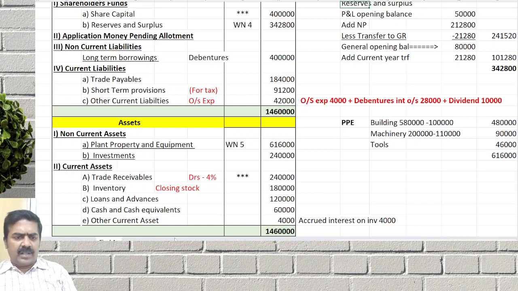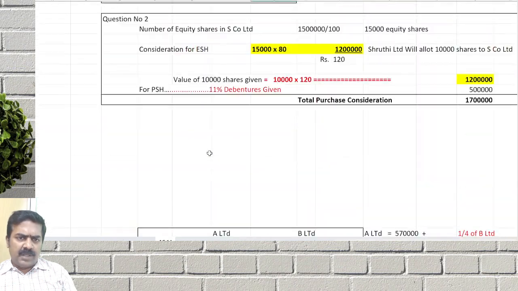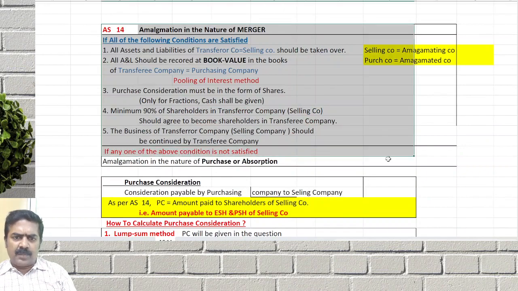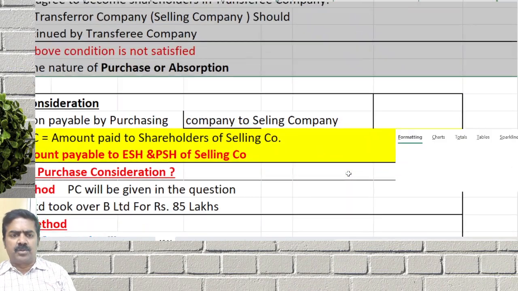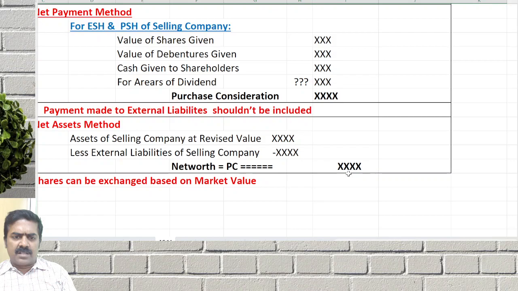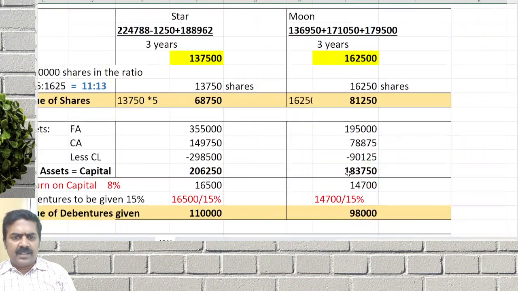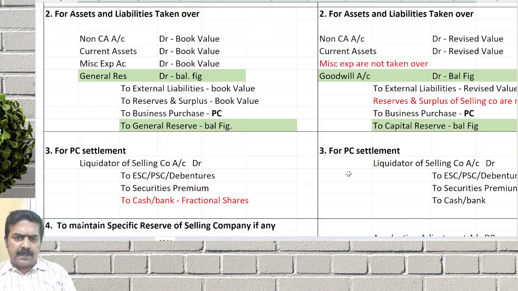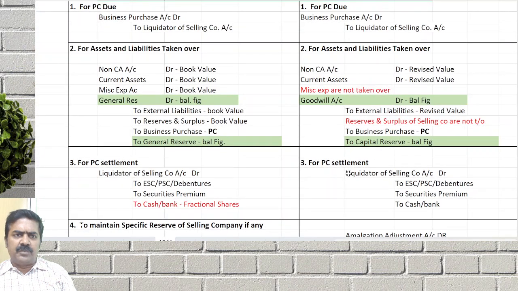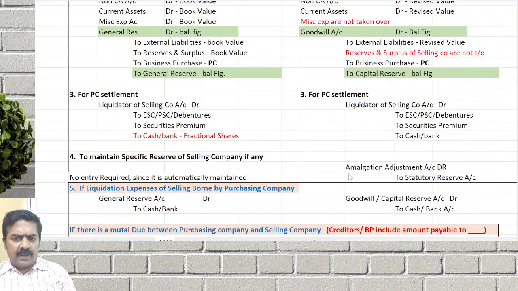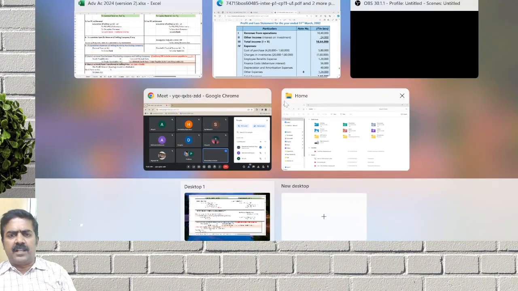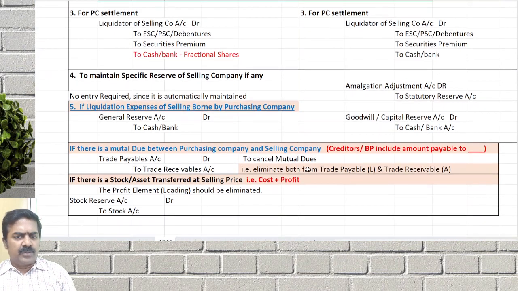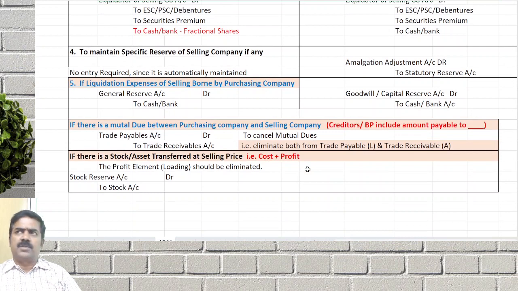Amalgamation. What I request is, maybe I'll give you around 15 minutes of break or whatever, or just 5 minutes. In the amalgamation, go through the nature of merger or conditions. Then purchase consideration, how to calculate, go through that. Then journal entries in the books of which company? Purchasing company. If it is merger, what to do? If it is purchase, what to do? We'll see, or you go through. Then in the books of selling company, how many ledger accounts do we prepare as standard? 4 ledger accounts. You just go through for 15 minutes, 20 minutes. Then we'll start.